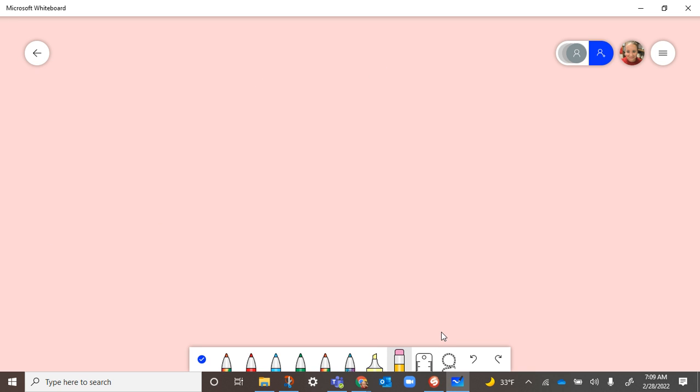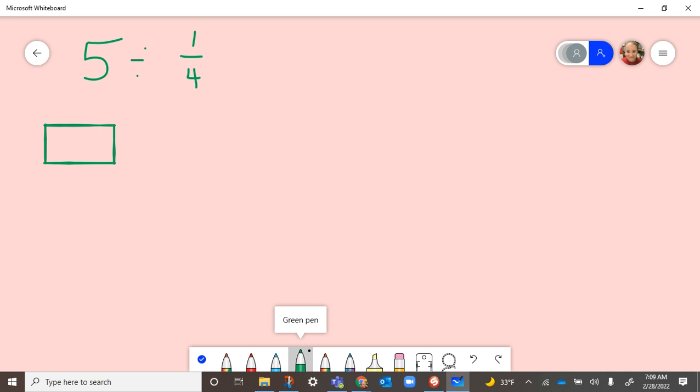All right, we are getting started with dividing fractions. We're starting off with dividing a whole number by a fraction. That may look something like 5 divided by 1/4. What we're doing is starting with a whole. So I've got 5, so I'm going to think of 5 wholes.